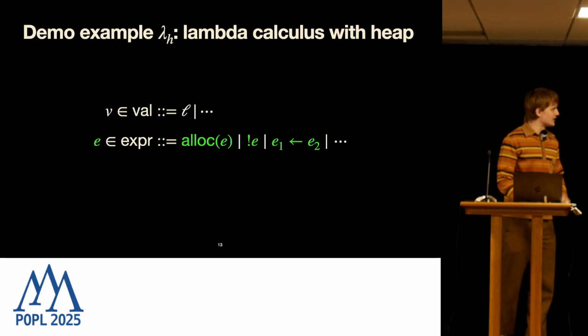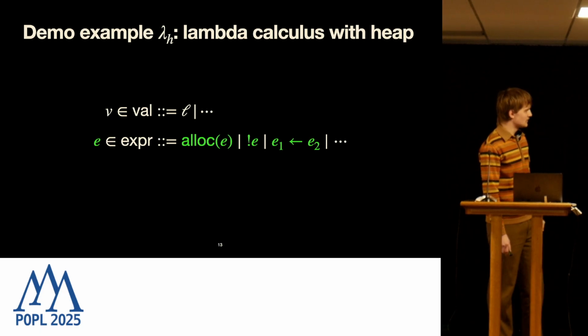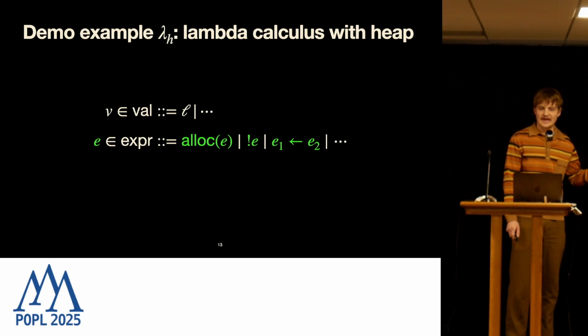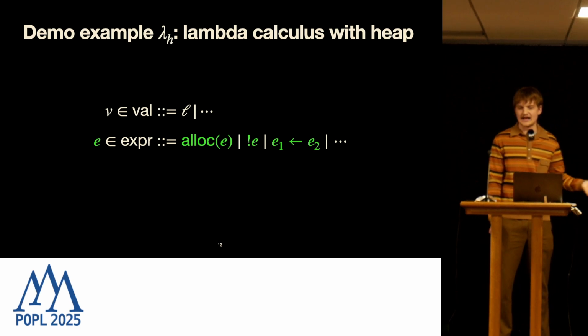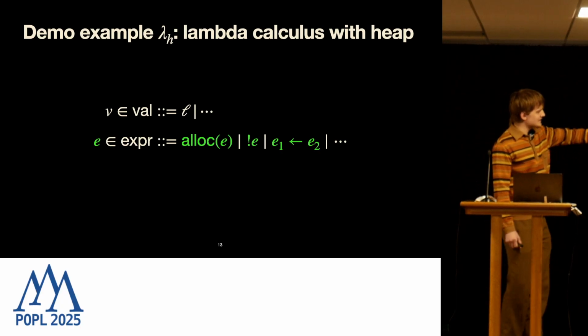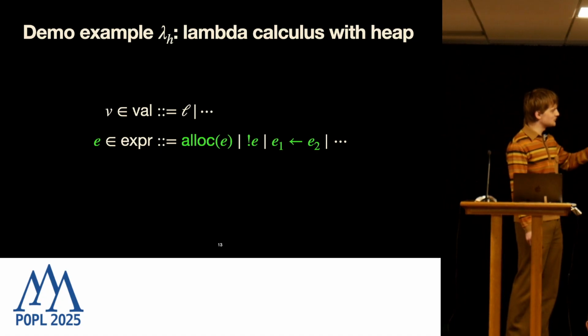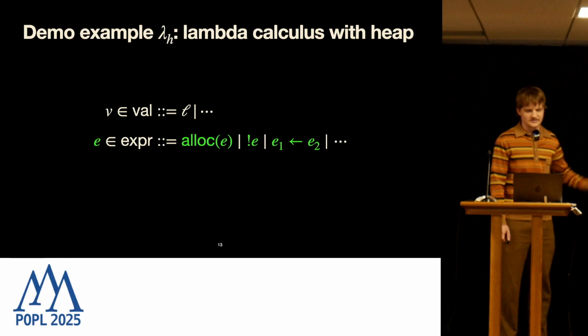So in order to illustrate how this would work in action, I'm going to show it by means of an example. I call this example lambda h. It's a small language. It's a lambda calculus that supports heap manipulation. I have excised most of the definition that has to do with the lambda calculus aspect of this language, just to focus on the memory aspects of this language.